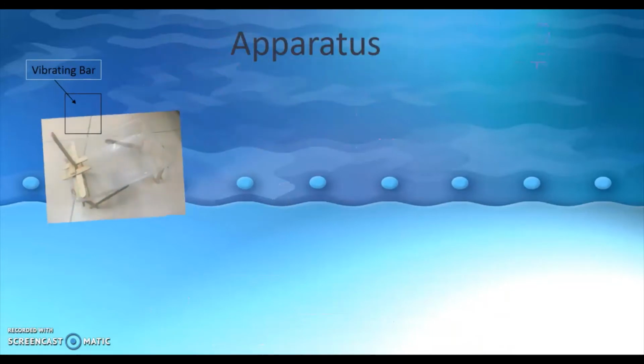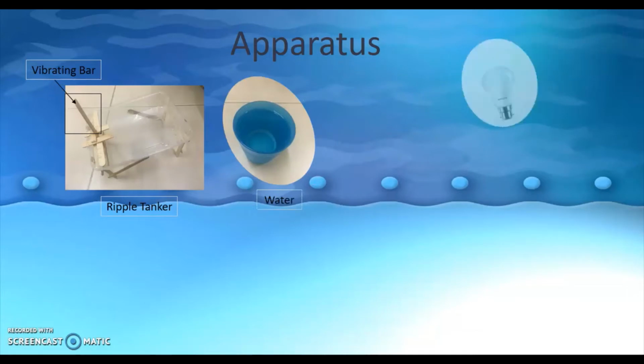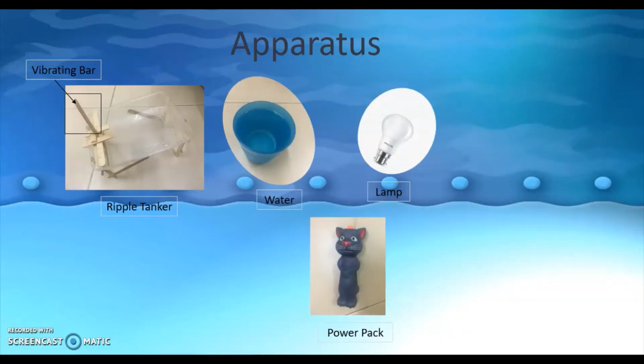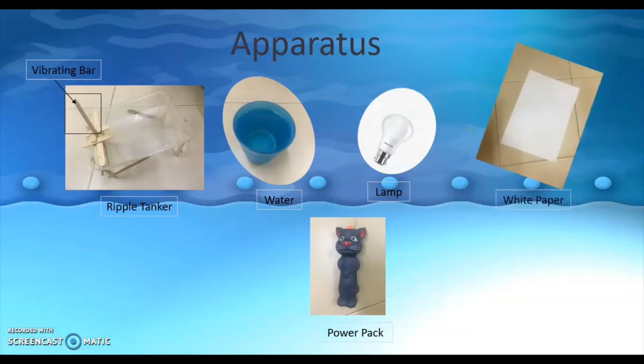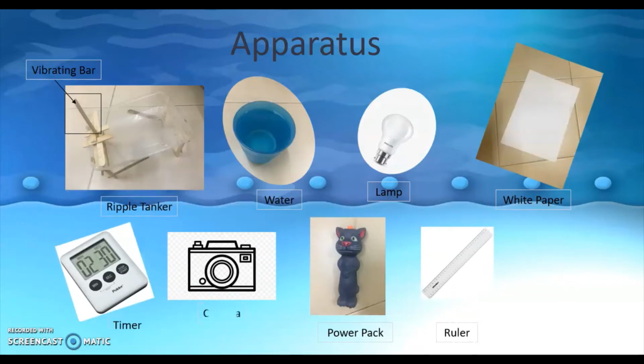So what is the apparatus? Firstly, the ripple tank. Secondly, water. Third, lamp. Fourth, power pack. Fifth, white paper. Sixth, ruler. Seventh, timer. And eighth is camera.